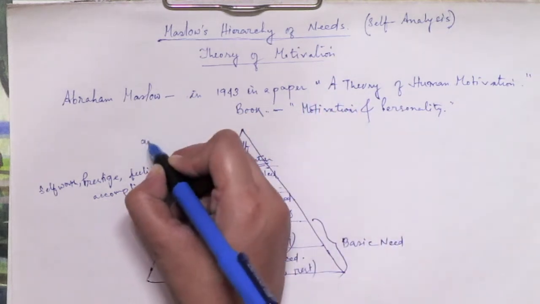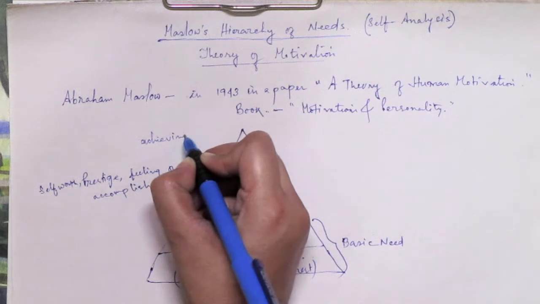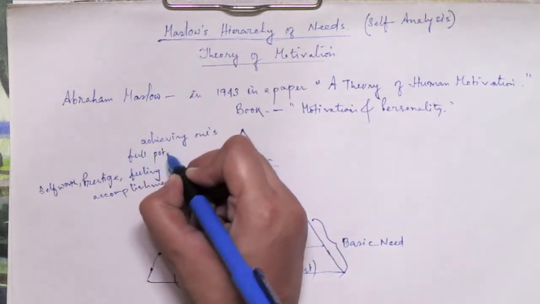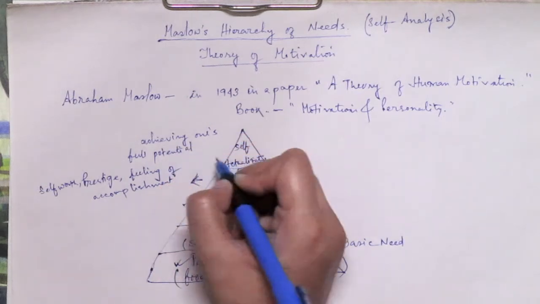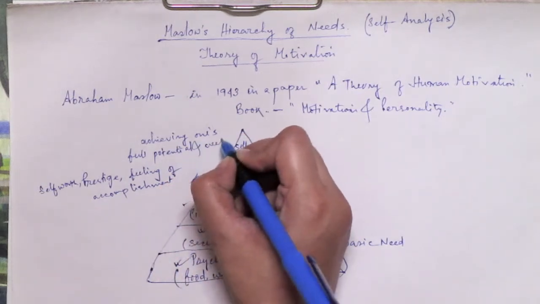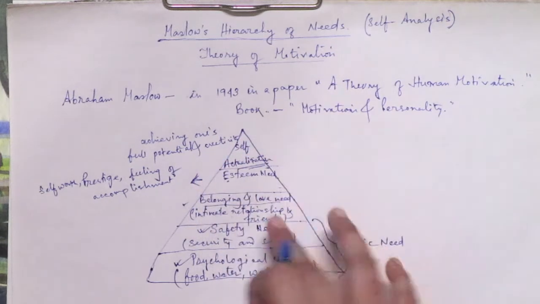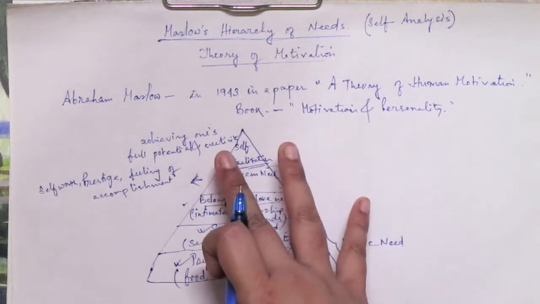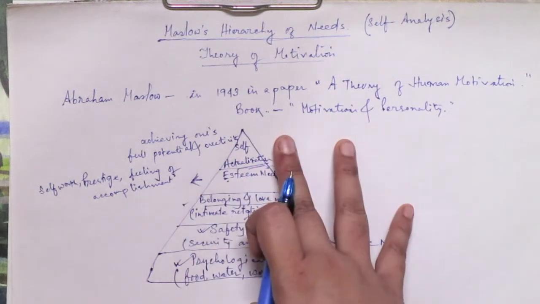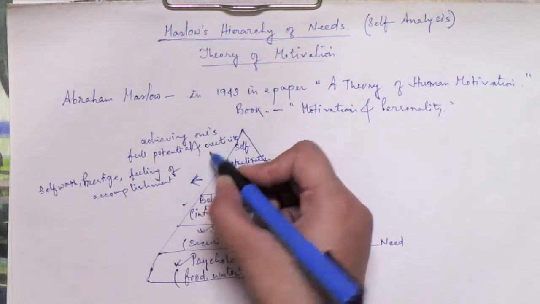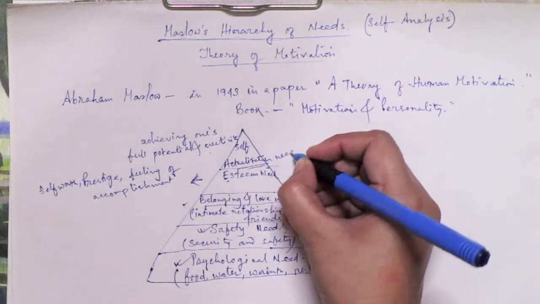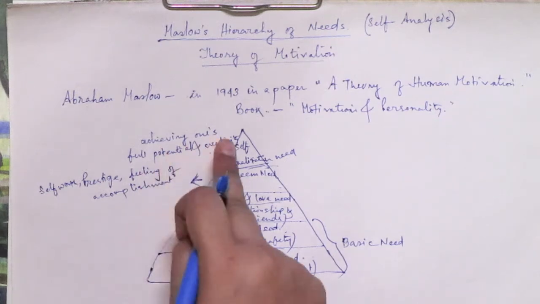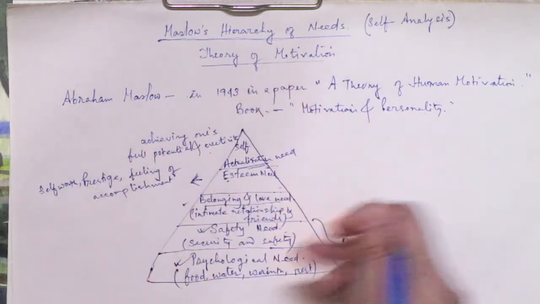So let me write it. Achieving one's full potential and creativity. We all know that creative thinking and critical thinking are two very important life skills. So this is also mentioned here. So self-actualization need means achieving one's full potential to accomplish any work, and creativity, creative activities.